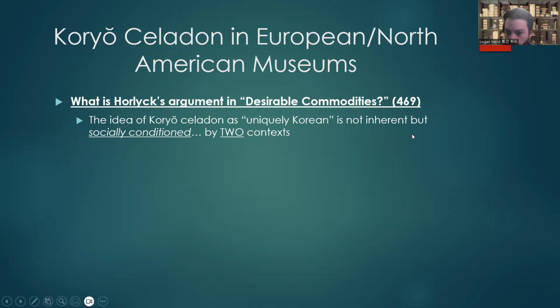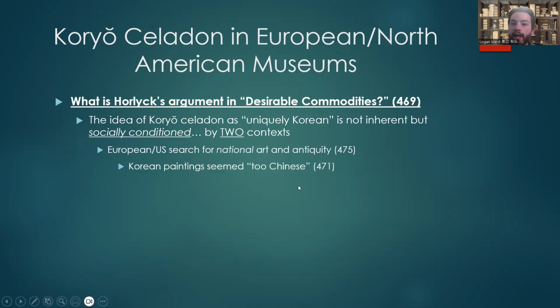So Cameron, Japanese imperialism, yes, good. In comparison, Westerners, yes, exactly, right? So that's the first one I have here: the U.S. and European search for national art, right? So looking for art that can represent different nation states in antiquity. And so Korean paintings were too Chinese. They looked too much like Chinese art. So European and US collectors of art didn't want to use that. They couldn't use it to say, this is Korean, because it looked, quote unquote, too Chinese.